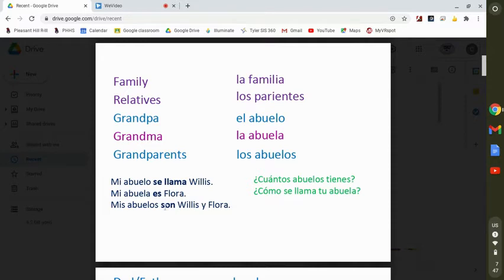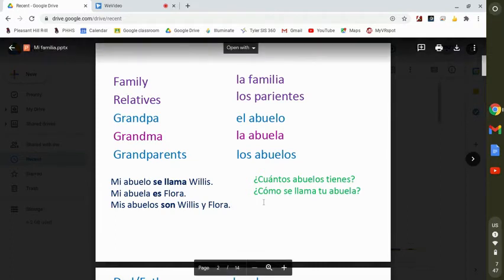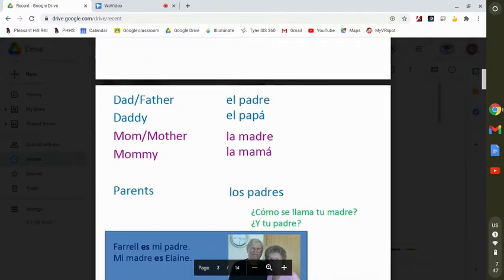That son means are. So I have 2 questions over here. ¿Cuántos abuelos tienes? ¿Cuántos is how much or how many? Abuelos, how many grandparents? Tienes, do you have? Now, if I was asking a feminine word, like how many grandmas do you have? It'd be ¿cuántas abuelas tienes? My second question is, ¿Cómo se llama tu abuela? What is your grandma's name? So you could answer like I do, mi abuela es Flora, or you could say, mi abuela se llama Flora. Different options here. Okay, here we go, the next screen.